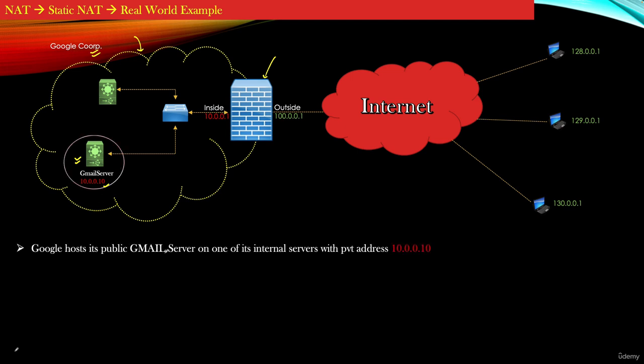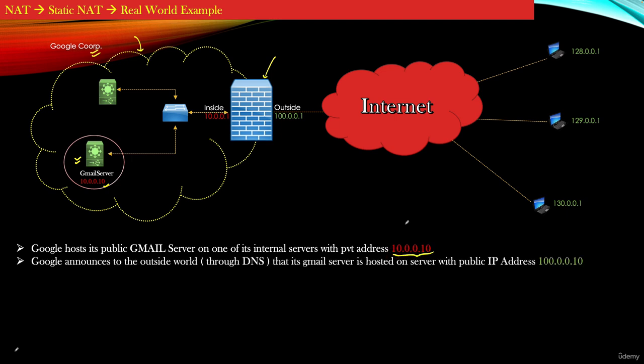So Google hosts its public Gmail server on one of its internal servers on the private IP address 10.0.0.10, and Google announces to the outside world through the domain name server that its Gmail server is hosted on the public IP address 100.0.0.10. Google has purchased one more public IP address from its internet service provider by paying some monthly fee, and let's say that public IP address is 100.0.0.10. Public IP addresses are not free. Anybody who purchases a public IP address has to pay the fee to the internet service provider.